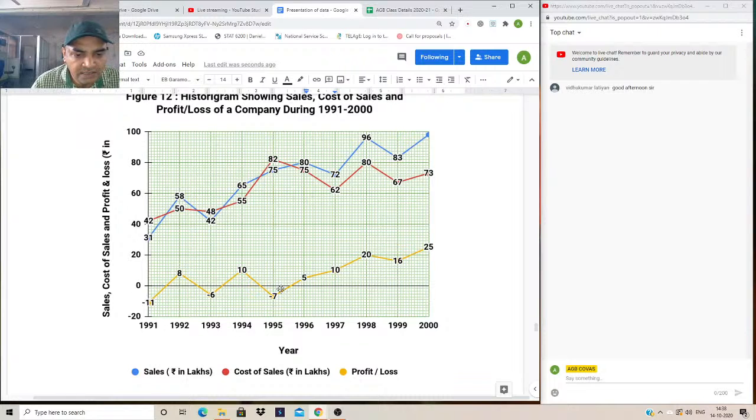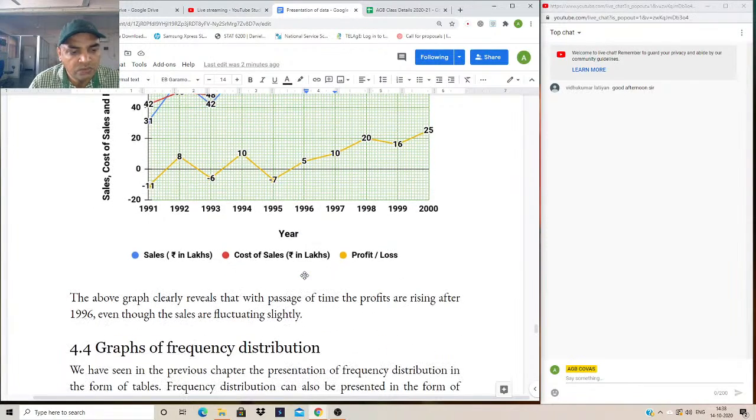You can see here that at 0, because the values have also gone below 0, we have extended this vertical scale up to -20, so that these -11, -6, -7 values can also be shown here. And one can very easily depict from this graph that after 1996 there is a steady increase in the profit of the company. Okay. So from this histogram we can draw some conclusions about how these values are changing, and this is the use of this.